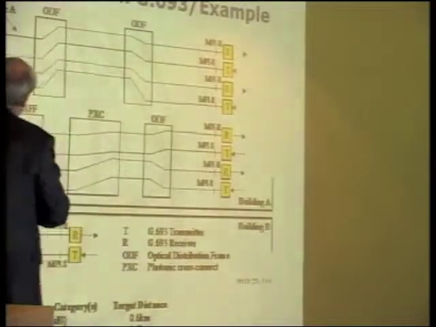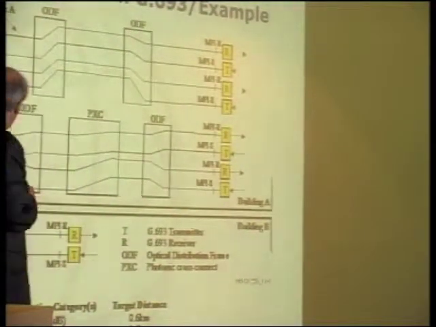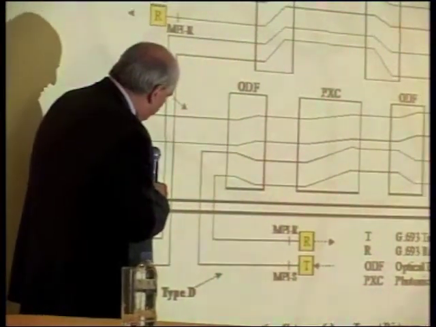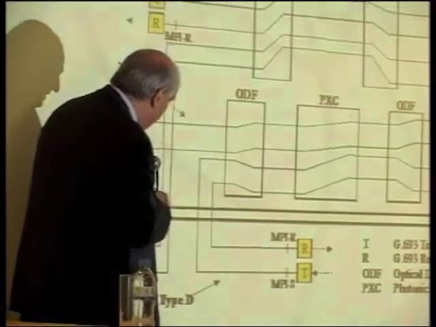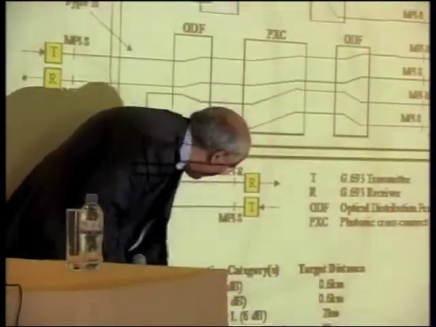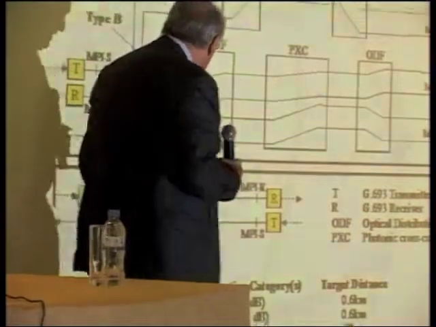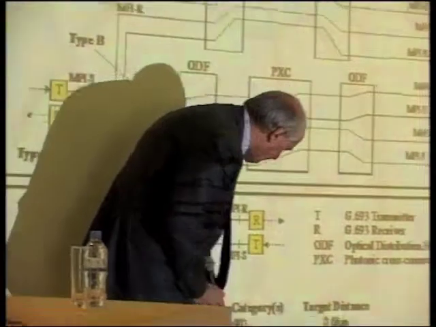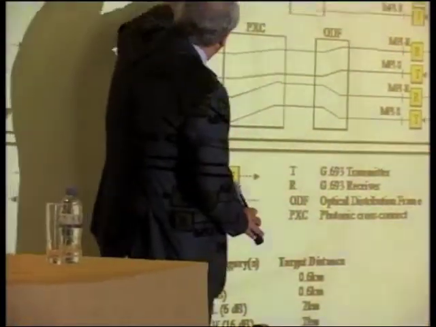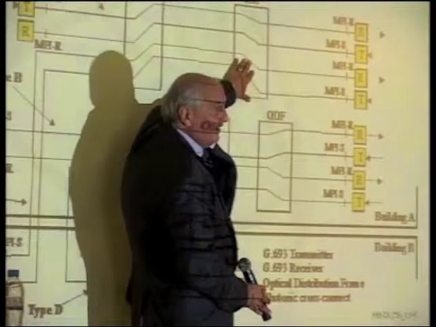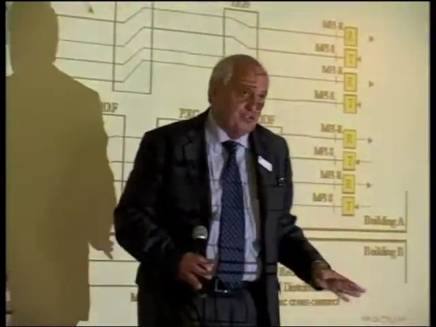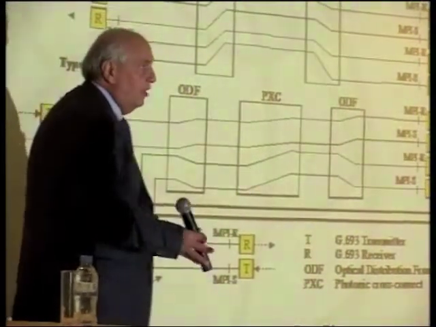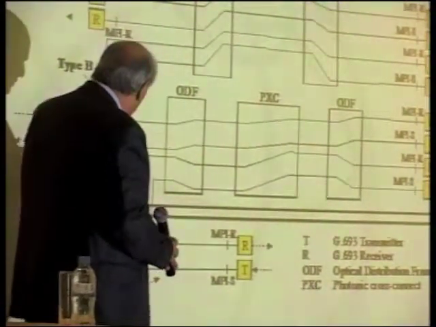On the same path, we have a signal coming from the other building. This is type C. For type C, the attenuation can be 4 or 6 dB, and you can see that it can be 4 since the attenuation is mainly given by the optical distribution frame. 2 kilometers of fiber are only 0.8 dB, as we said before.